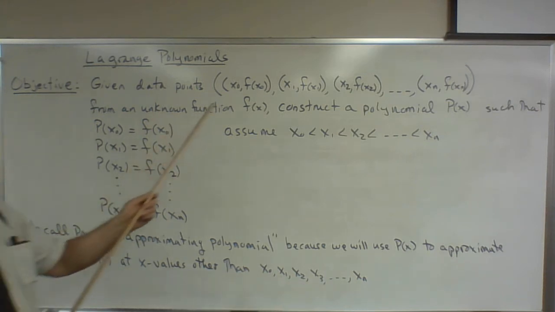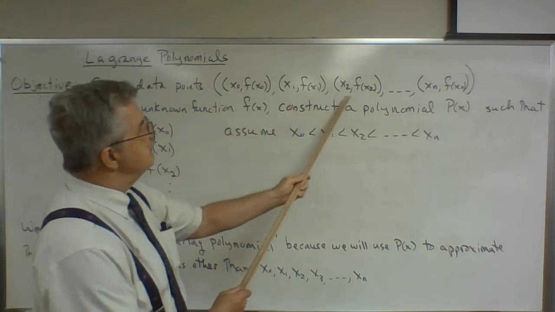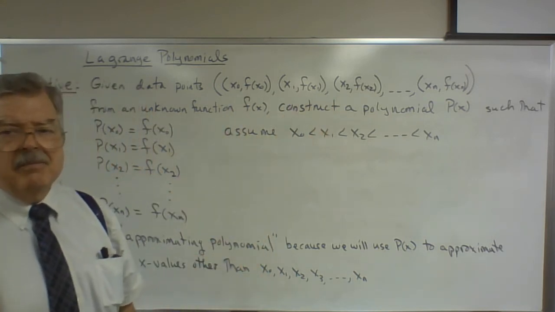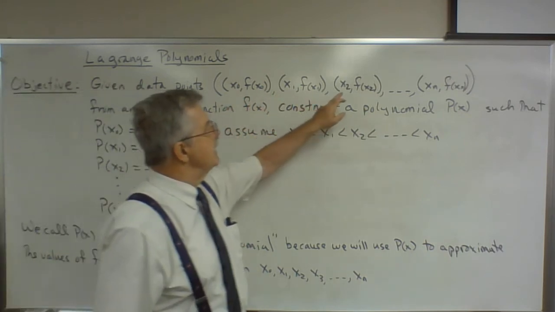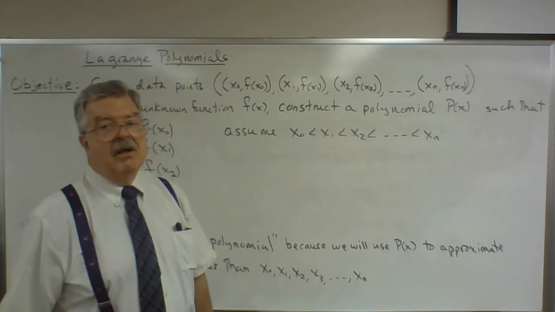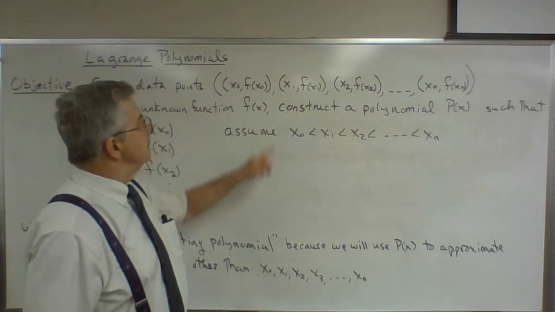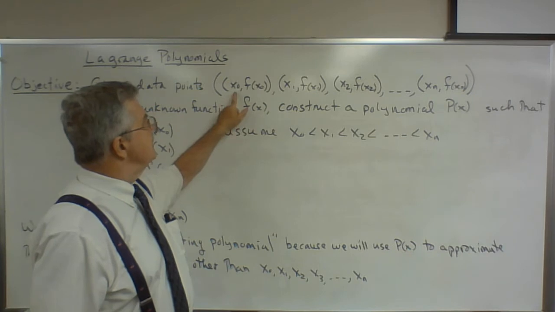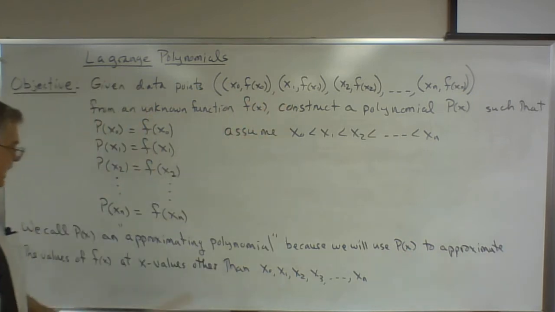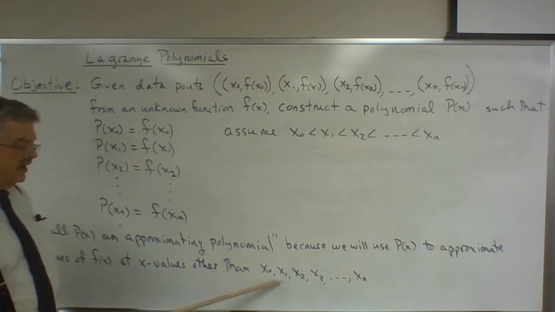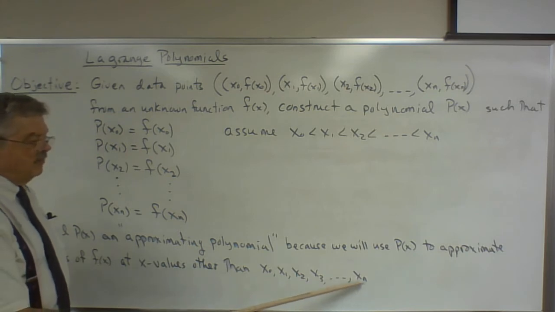You see, we have all of these data points, x and y values. But what about the y values at x values other than x naught, x1, x2? For example, what's the value of f of x between x naught and x1? We create this polynomial, p of x, to approximate the values of f of x at values other than x naught, x1, x2, x3, so forth and so on.